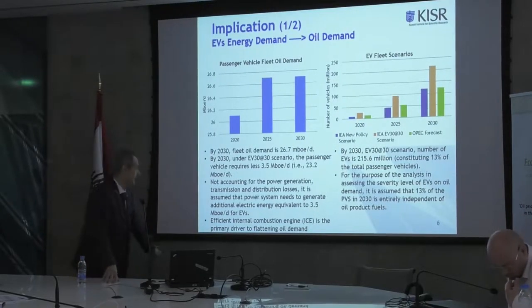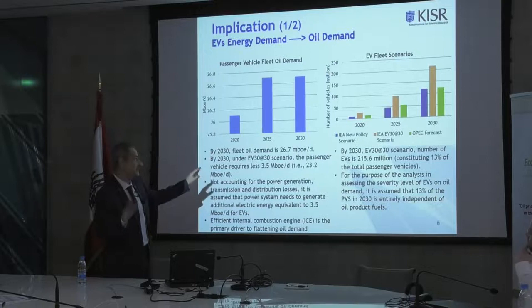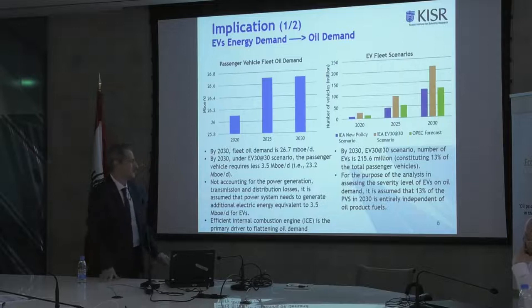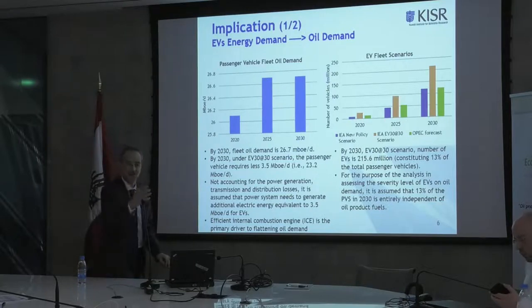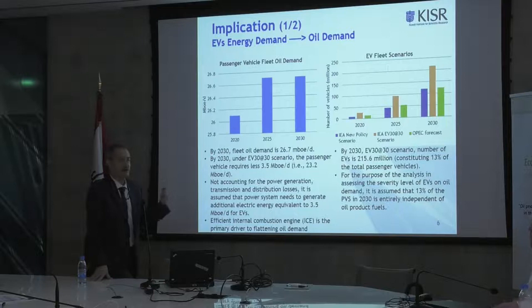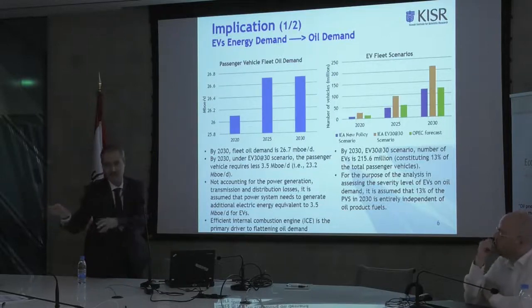So maybe I should just take you there. By 2030, and this is the case I'm analyzing, the oil demand, fleet demands, is something like close to 27 million barrel equivalent per day. And with the EV30 scenario, the passenger vehicle is expected to withdraw 3.5 million barrels per day from oil demand, and this 3.5 million to be taken from the electric energy.